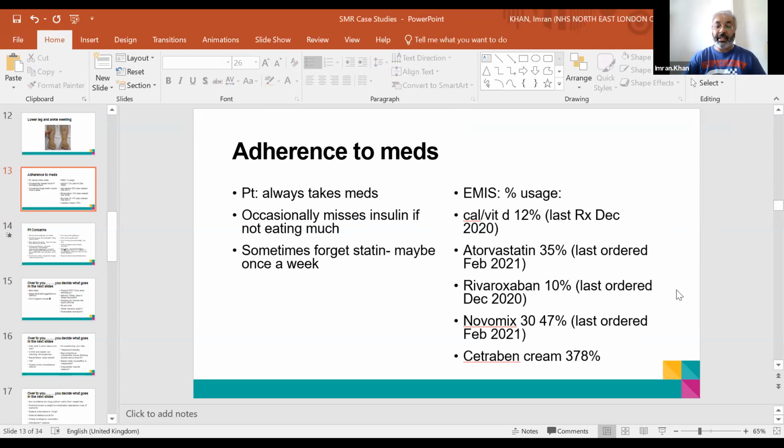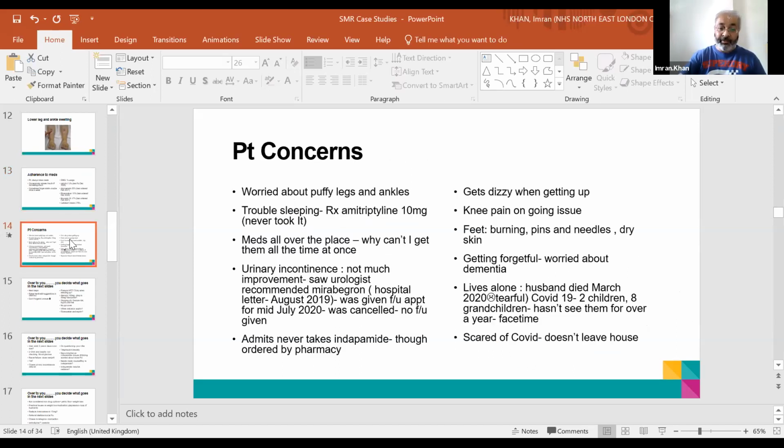Does she still need it? Has she had a heart attack? No. Has she had a stroke? No, this is primary prevention. We know we can stop it. We definitely get that out.